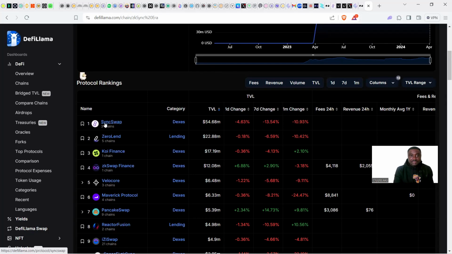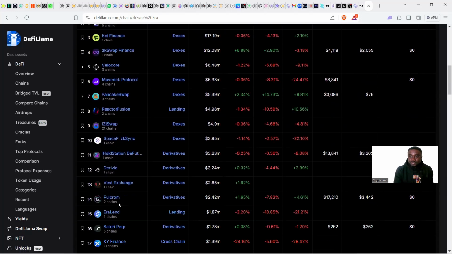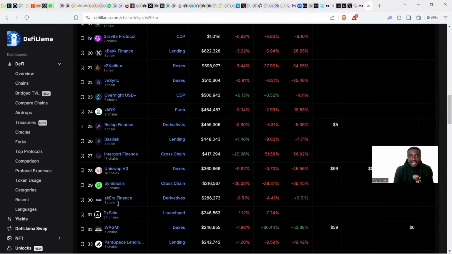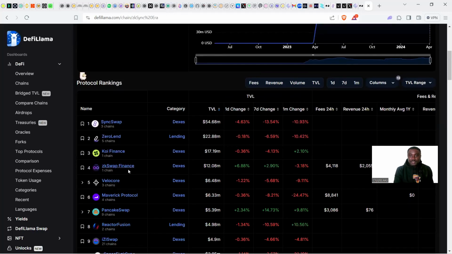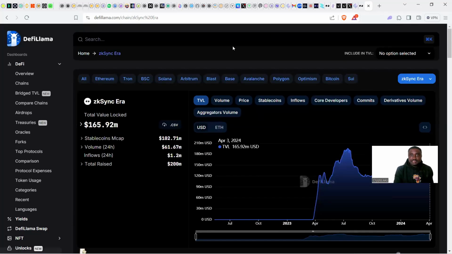You can see we have SyncSwap, we have ZeroLend, we have Koi Finance, we have ZK Finance, we have Velocore. I'm going to touch a few of these projects, but all these projects you see are associated with Zksync. But you don't really have to interact with all of them. You can just pick the first 5 or the first 10, and make sure you engage with them. Aside from this, we're going to look at another reason why Zksync is still very much early. And I'll begin with this project here.